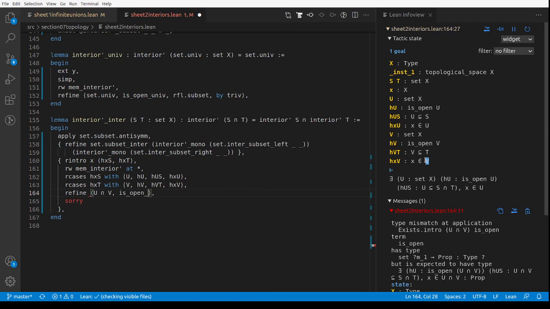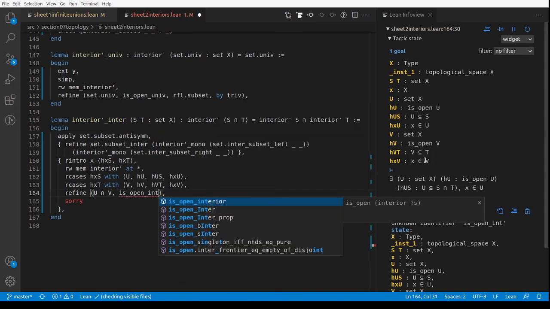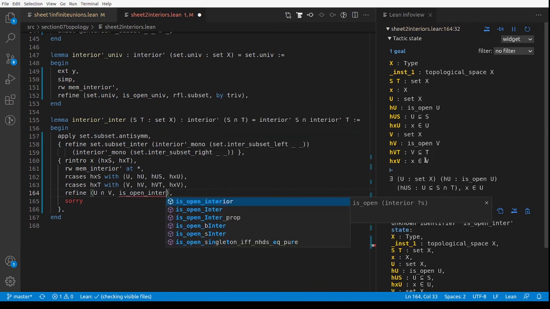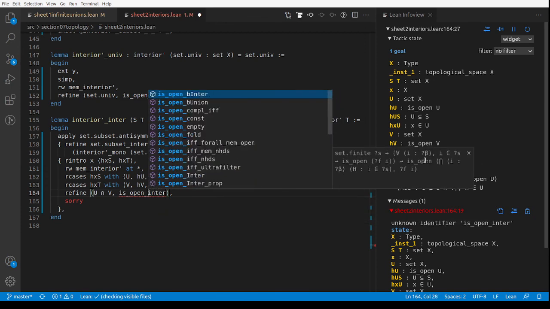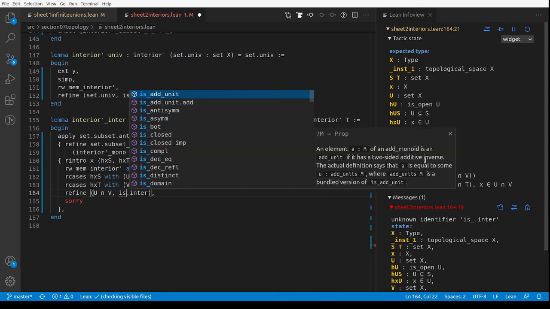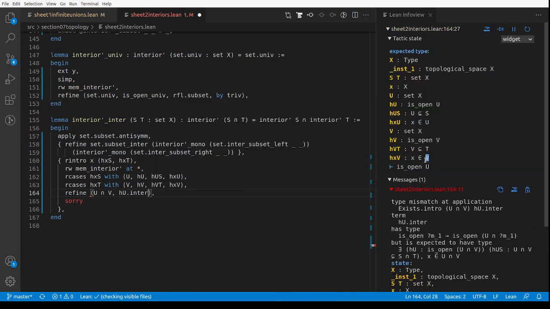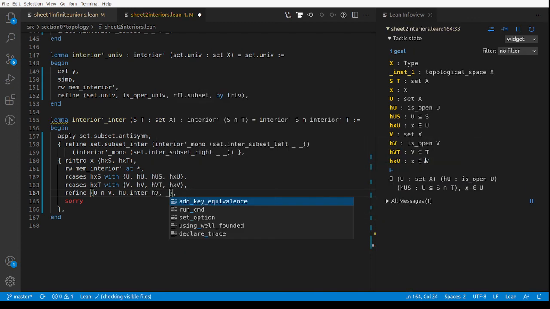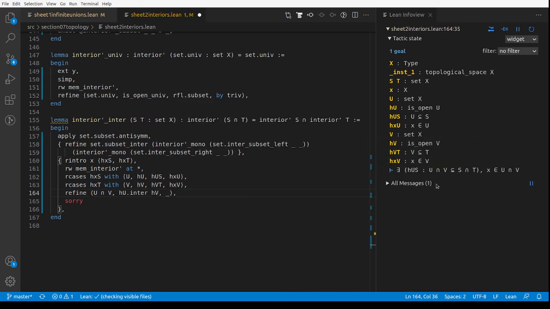That will be called is open inter with a small I. Is it inter? That's annoying. It's not called is open inter. Is open dot inter. Ah, bingo. Is open dot inter. Why do I call that? Oh, I see why. It's because I can do hu dot inter hv, right? And now I've got to prove that u intersect v is a subset of s intersect t.